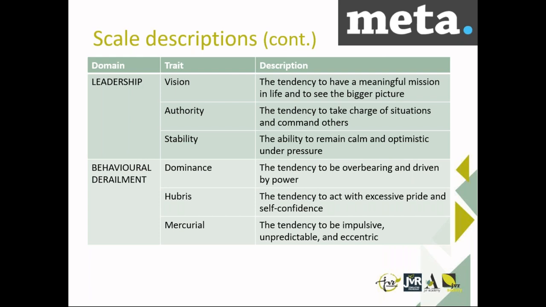Looking then at the behavioral derailers, the three ones highlighted there are dominance, hubris, and mercurial. Dominance being the tendency to be overbearing and driven by power. Hubris being the tendency to act with excessive pride and self-confidence. And mercurial, the tendency to be impulsive, unpredictable, and eccentric.